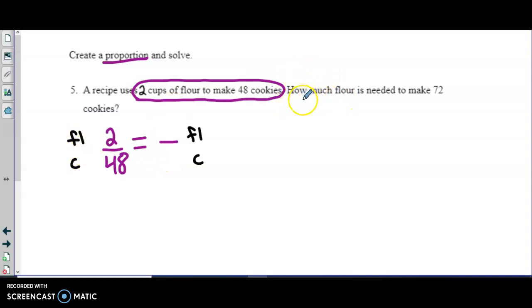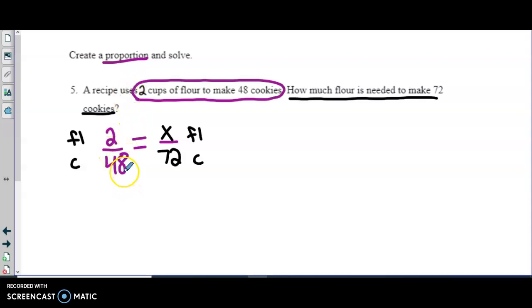So then if we look at the second sentence, it says how much flour is needed to make 72 cookies. When we put in our 72, it can't go on top because that's flour. It has to go on the bottom where we have cookies. And we don't know how much flour, so we're going to give that an X. So this is how we can set up our proportion. And then to solve it, we're going to cross multiply.